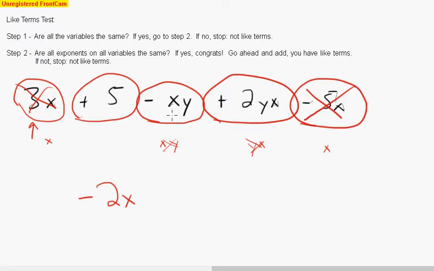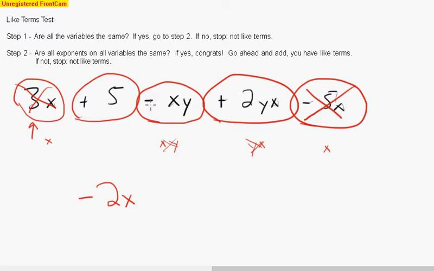I've got xy. I've got negative xy and positive 2yx. Are all variables the same? Yes, they both have an x and a y. Go to step 2. Are all exponents on the variables the same? Yes. They both have exponents of 1 on x and y.